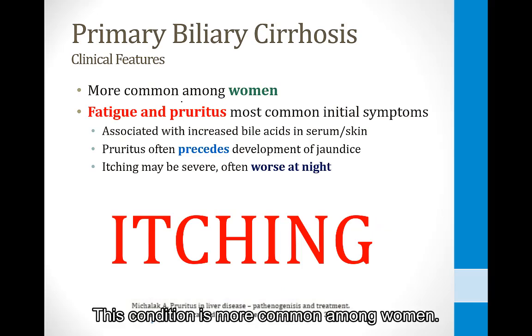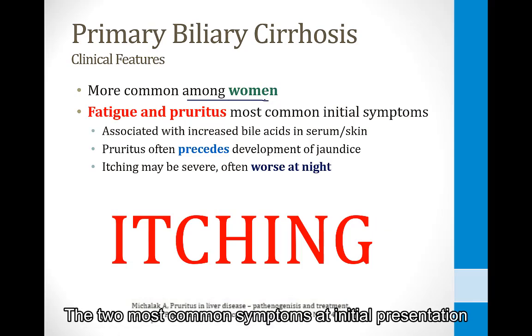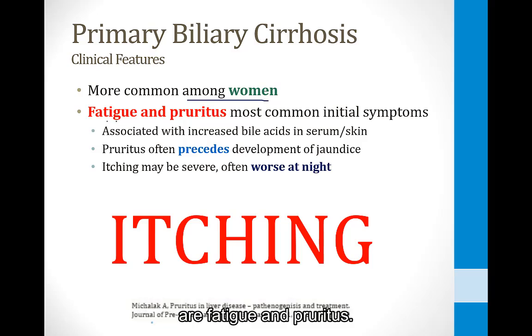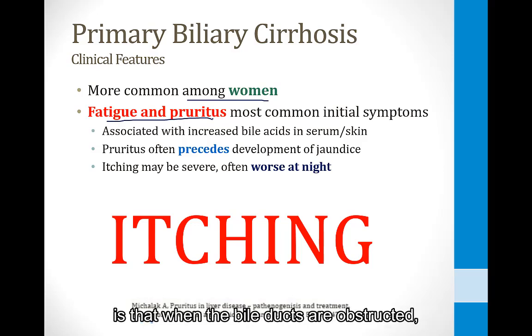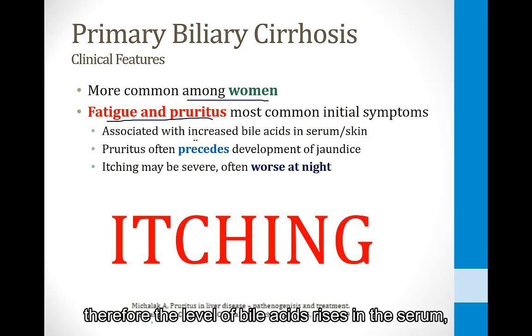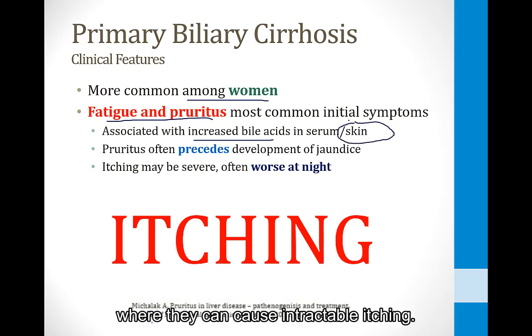This condition is more common among women, and in many cases it has an unusual initial presentation. The two most common symptoms at initial presentation are fatigue and pruritus. Pruritus is itching, and the reason for pruritus in primary biliary cirrhosis is that when the bile ducts are obstructed, there's impaired excretion of bile acids, and therefore the level of bile acids rises in the serum and they deposit in the skin where they can cause intractable itching.